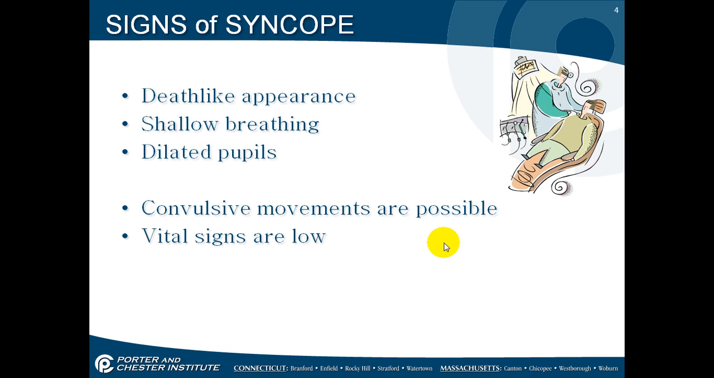Signs of syncope, when they actually faint: they might have a death-like appearance, they'll just go out, shallow breathing, dilated pupils. Sometimes, not always, they might have a convulsion type of movement, and their vital signs are low.